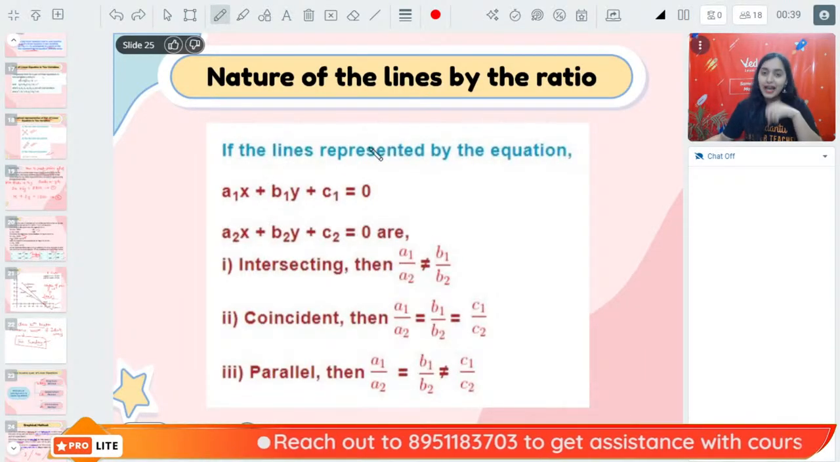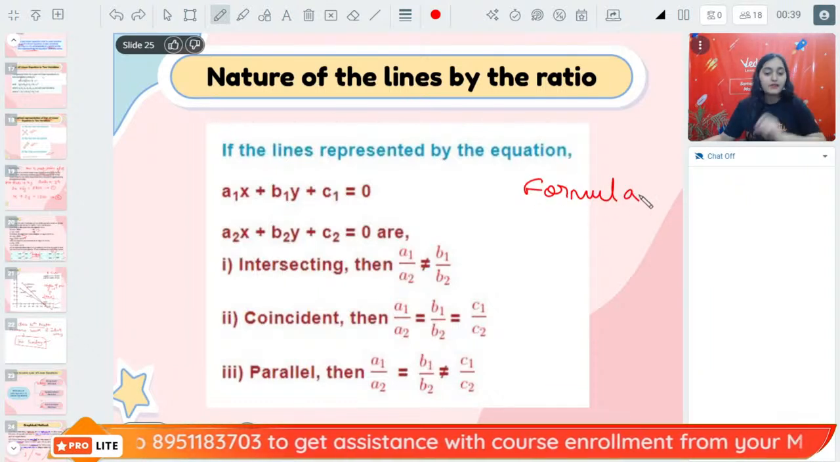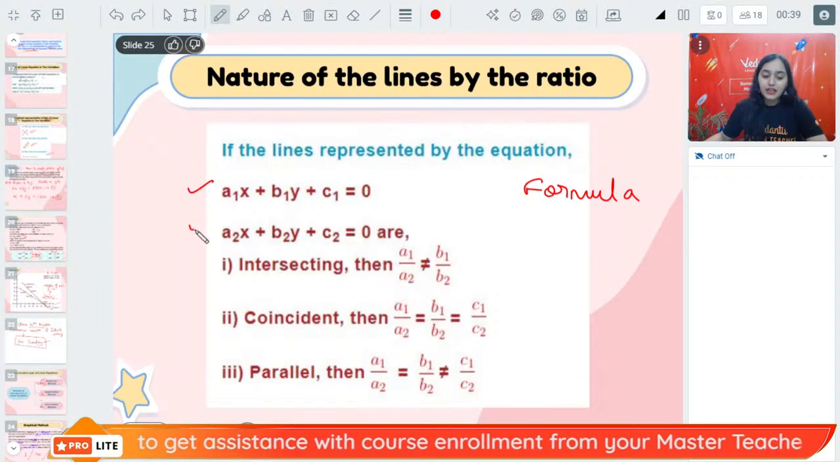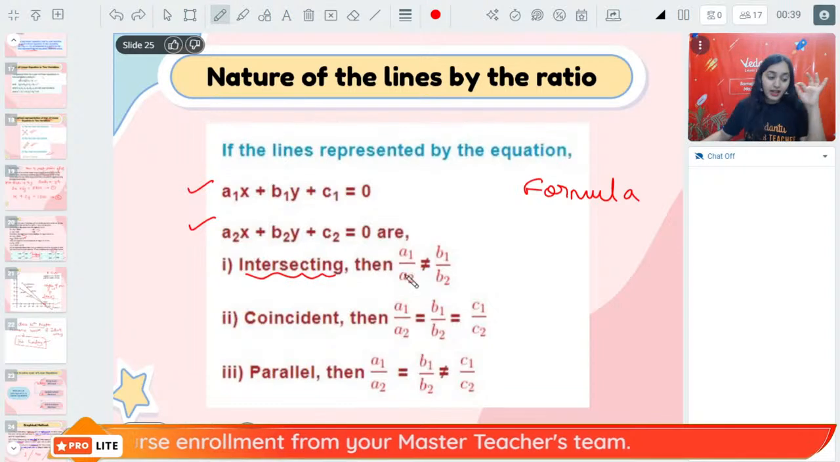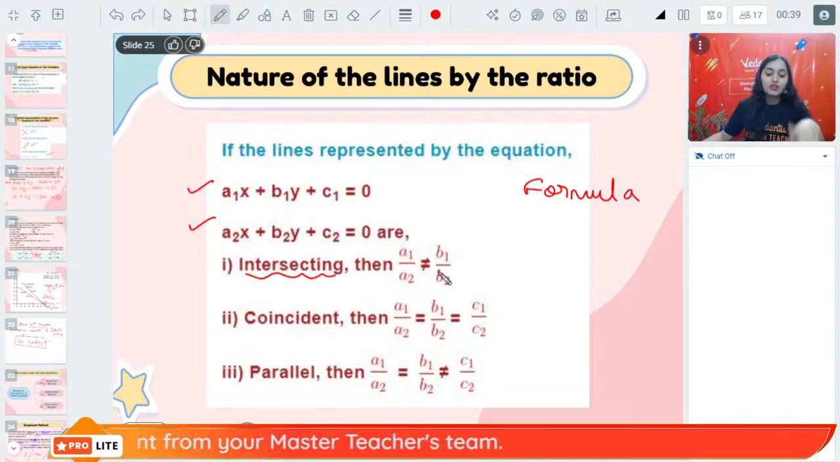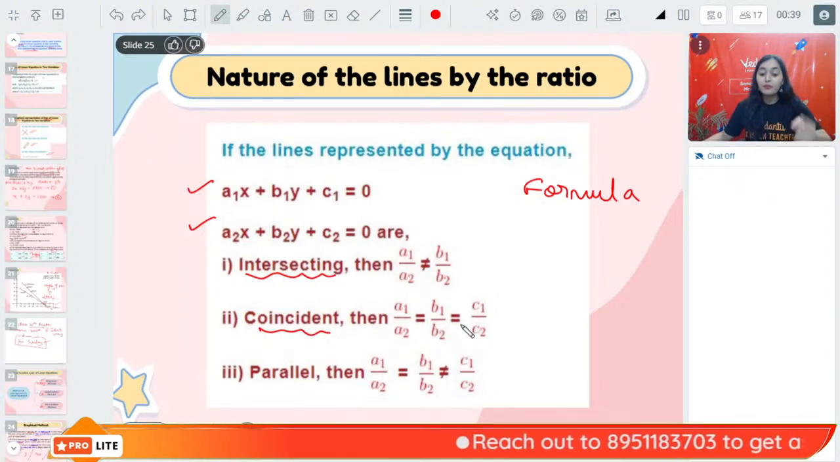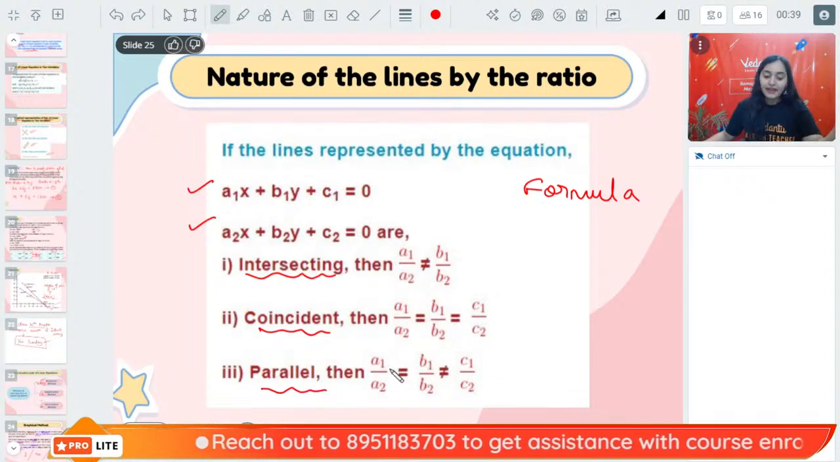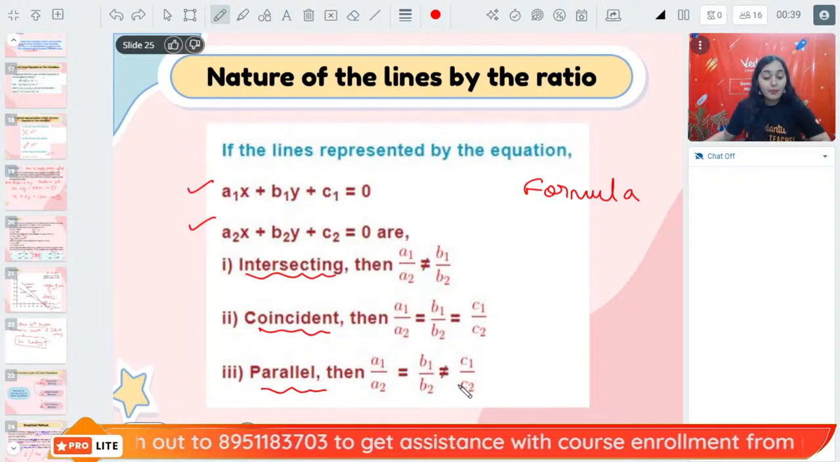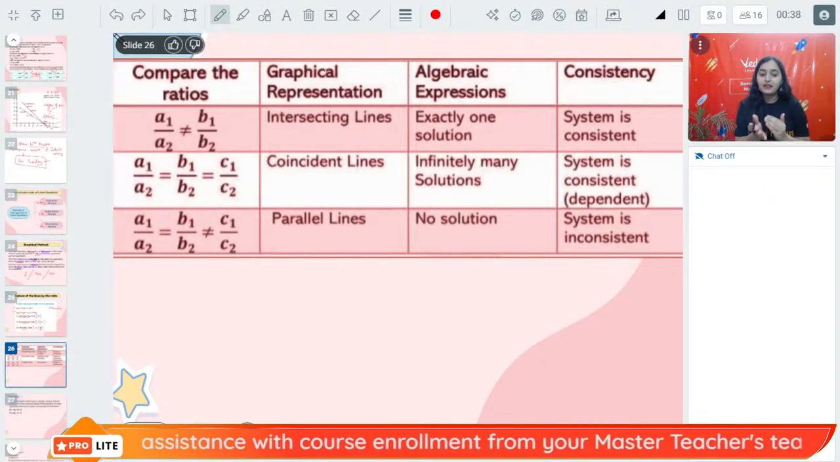Now, how to find that out? It is very, very easy, and we have a formula for that. If we have two linear equations, then the lines will be intersecting if a1 upon a2 is not equal to b1 upon b2. They will be coincident if a1 upon a2 is equal to b1 upon b2 and equal to c1 upon c2, and they will be parallel if a1 upon a2 is equal to b1 upon b2 but not equal to c1 upon c2.